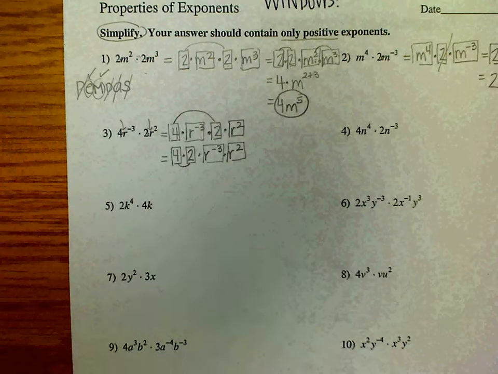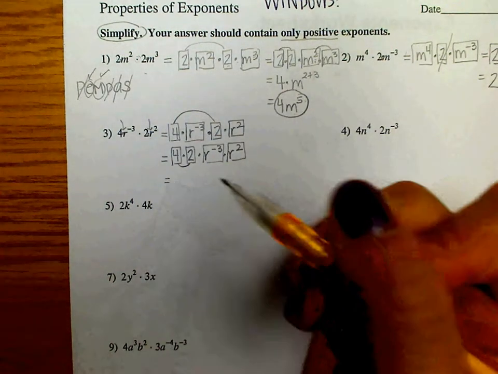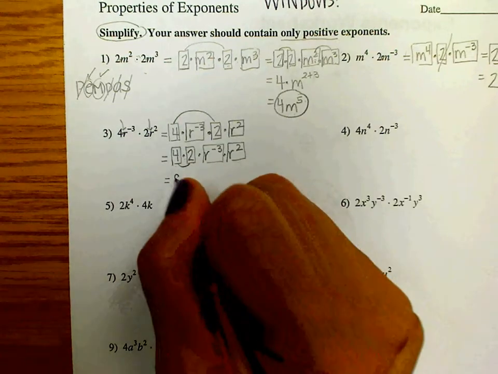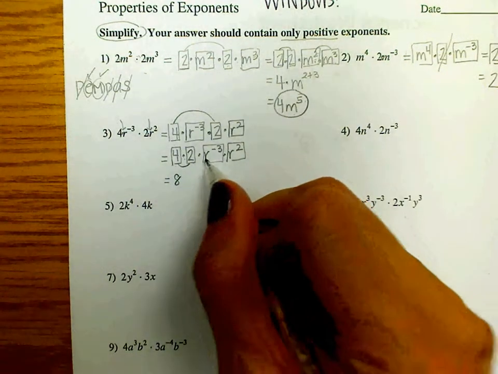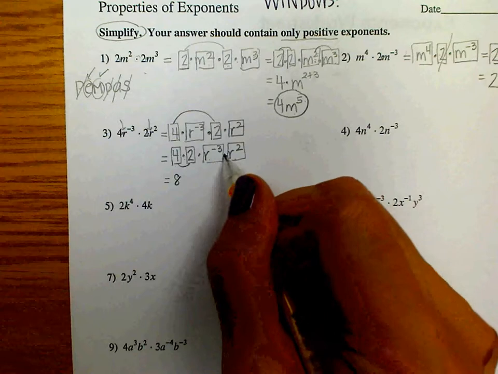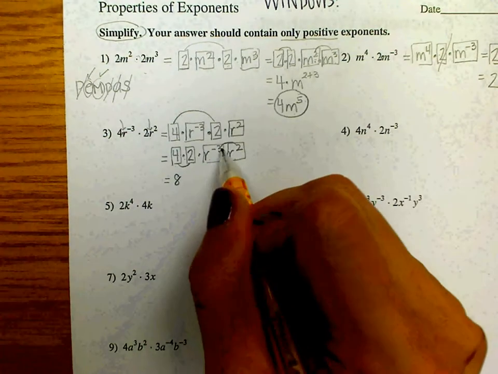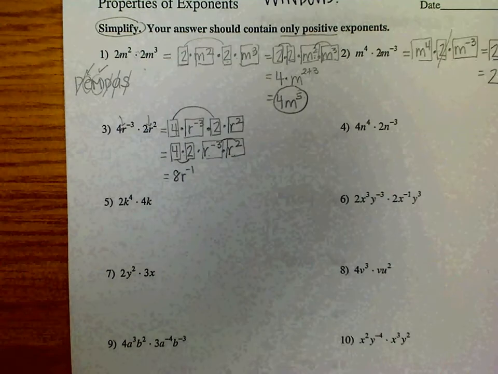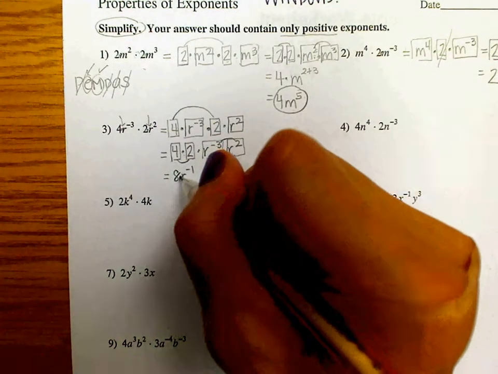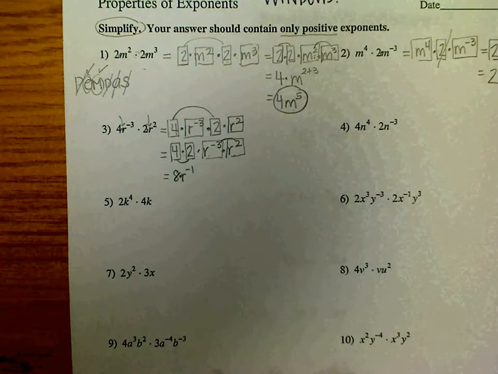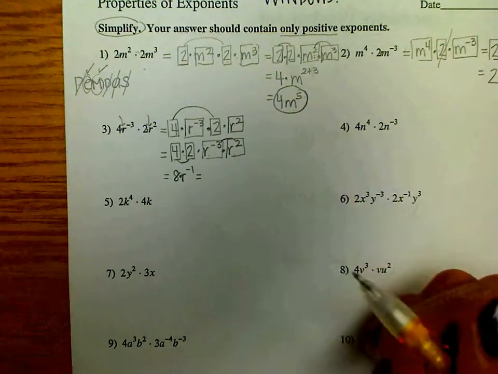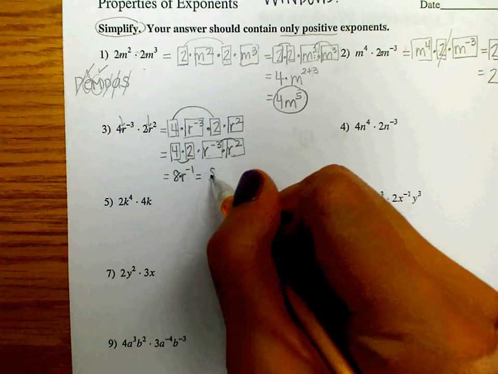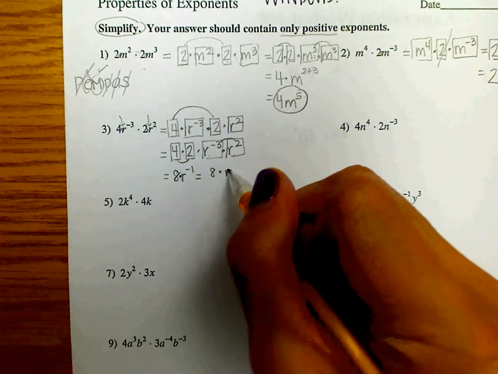Now what's 4 times 2? That's not a 6, it's 4 times 2, not plus. It's an 8. Now I've got two bases that are being multiplied. That means you add their exponents. So what's negative 3 plus 2? It's negative 1. Now there's a lot of rewriting here. So you're going to put the multiplying symbol between. I'm going to rewrite the 8 multiplied by r to the negative 1.